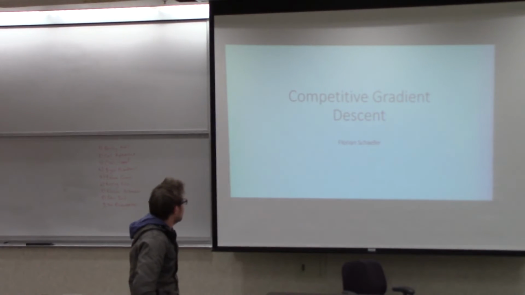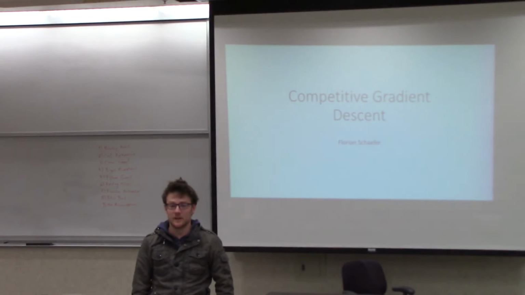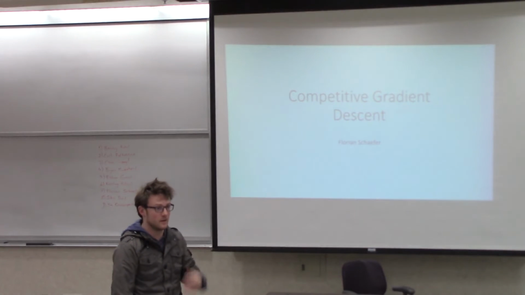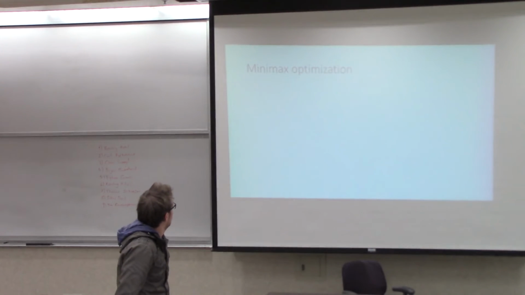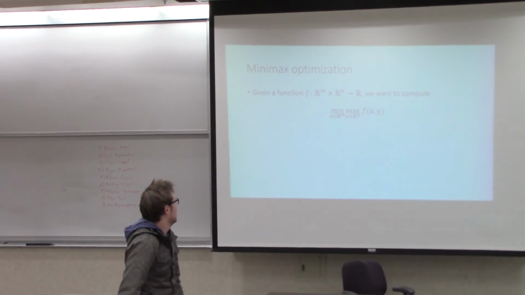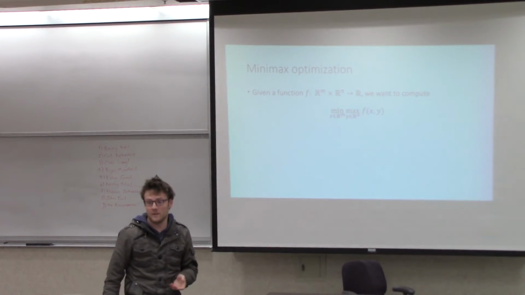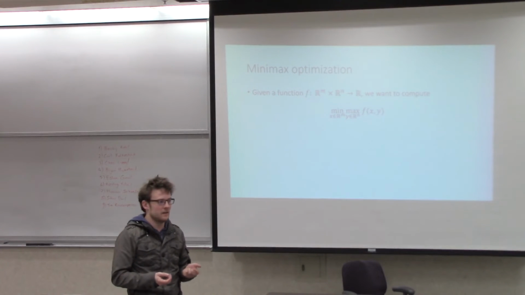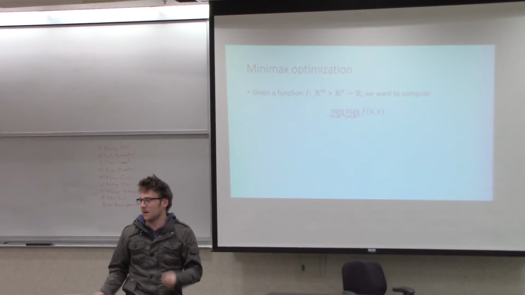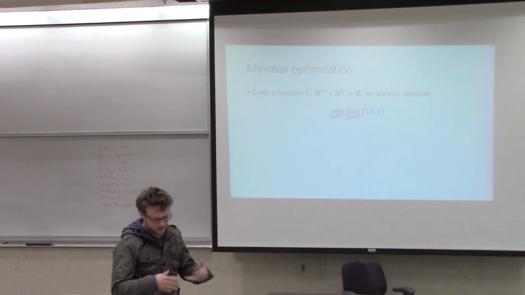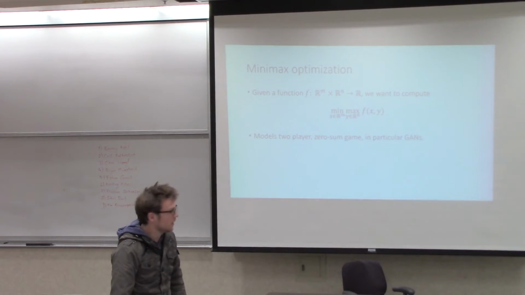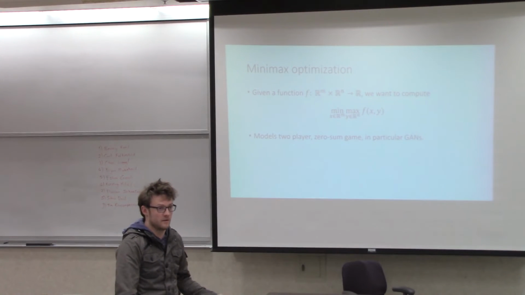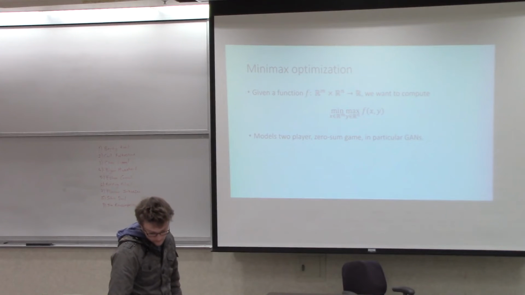So I'm going to talk about what we call competitive gradient descent, which is a new method to solve minimax problems, as we talked about just before. Minimax optimization, first in this abstract framework, just means we have some function depending on two variables, and we're interested in finding points that maximize with respect to one variable and minimize with respect to the other. This models two-player zero-sum games, and in particular it models generative adversarial networks, at least on an abstract level.